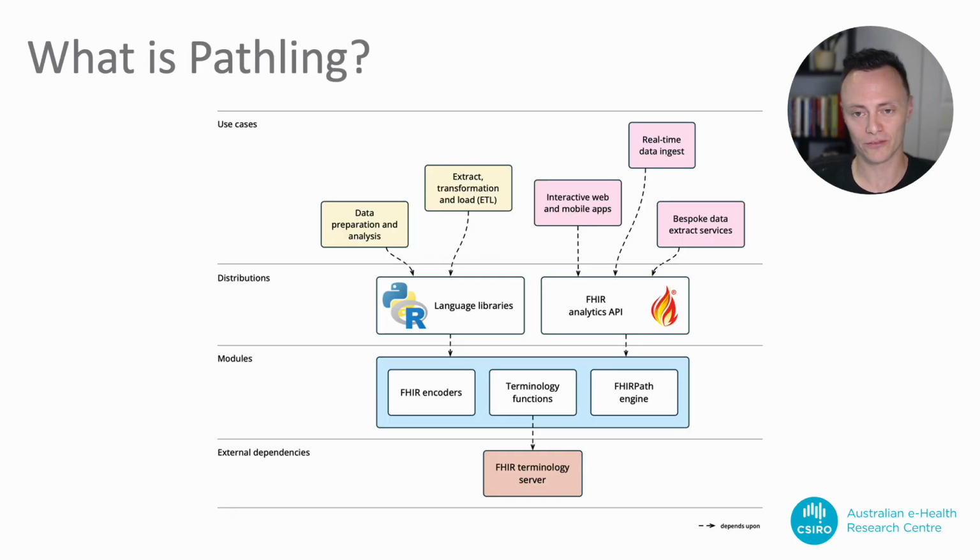Pathling is the solution we came up with to address these problems, and we've been building and refining its functionality ever since. It has a flexible architecture that is designed to support many different analytic use cases. I'm going to explain the different features and provide examples of how they can be applied.